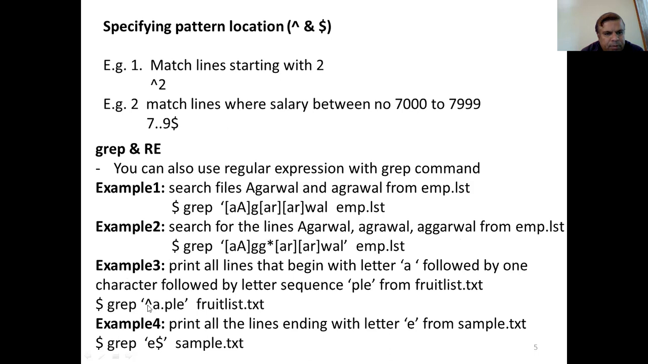Then cap symbol matches the pattern at the beginning of the line, then followed by the letter A, then followed by one character. So dot matches a single character, then followed by letter sequence PLE. So dot is followed by the letter sequence PLE. PLE you match literally as it is. Then the file name in which the search has to be made.